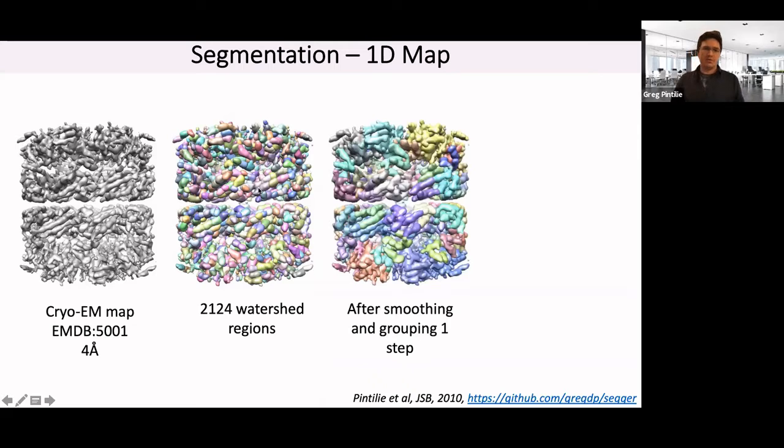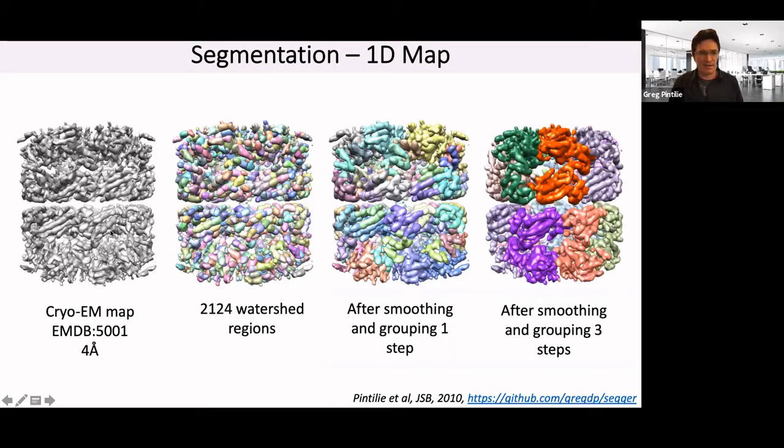Now, if we want to apply the smoothing and grouping, as I mentioned, we can start doing that. After smoothing and grouping, now we get fewer regions, which are a little bit larger. In this case, this is a map of GroEL. If we keep going with the smoothing and grouping process, we actually end up with regions that correspond quite nicely to individual proteins, actually.